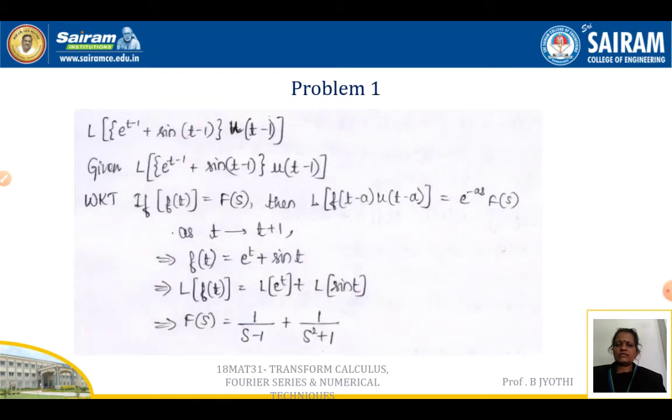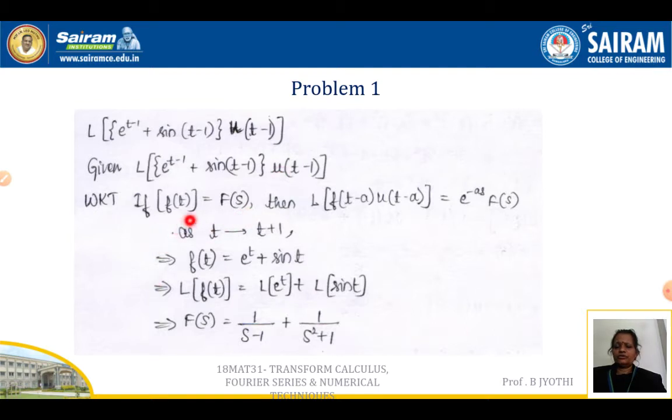So now let us solve some problems by using the properties. Find the Laplace transform of e power t minus 1 plus sin t minus 1 into u of t minus 1. So it's given, let's consider L of e power t minus 1 plus sin of t minus 1 into u of t minus 1.